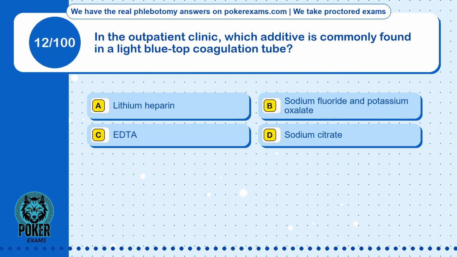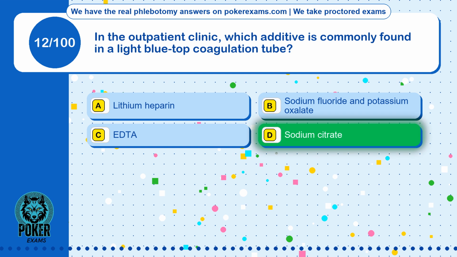Question 12. In the outpatient clinic, which additive is commonly found in a light blue top coagulation tube? Option A, lithium heparin. Option B, sodium fluoride and potassium oxalate. Option C, EDTA. Option D, sodium citrate. The correct answer is option D.